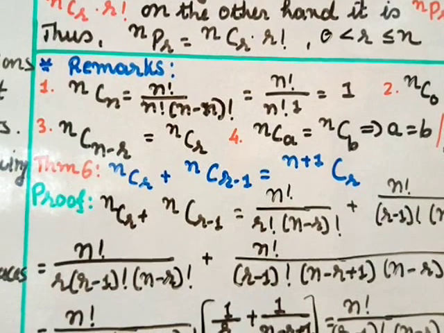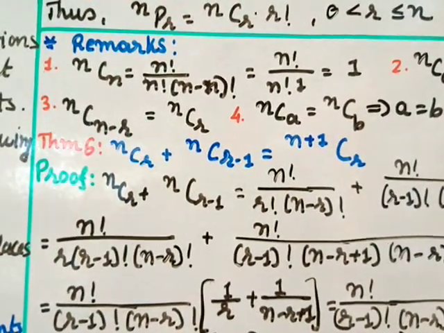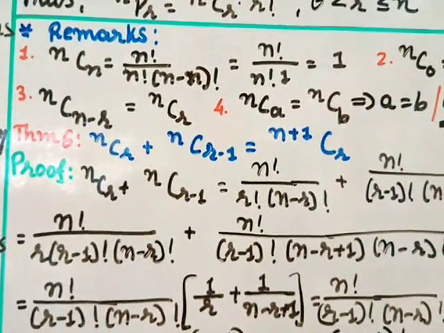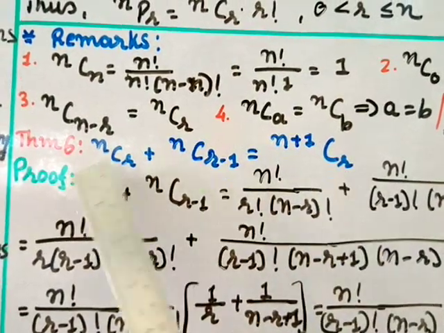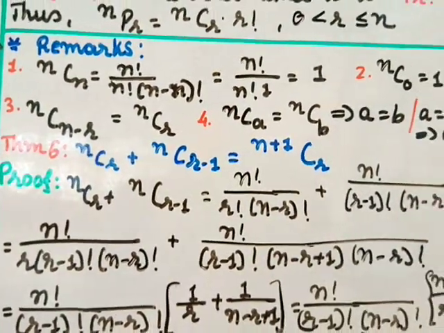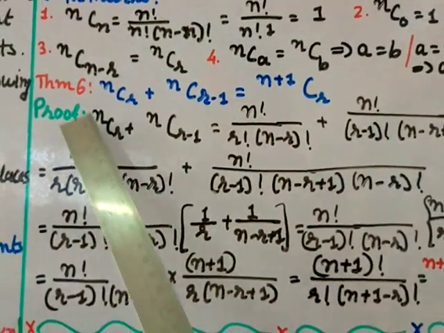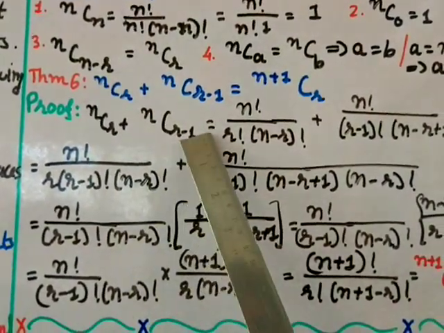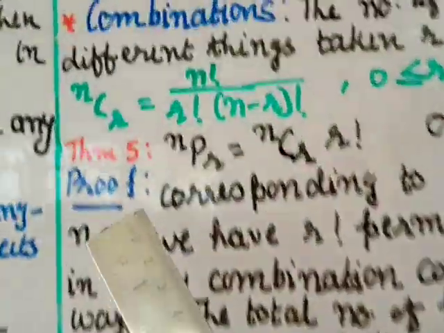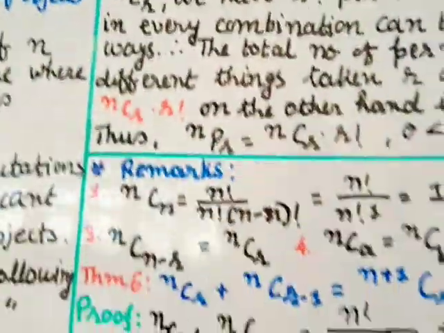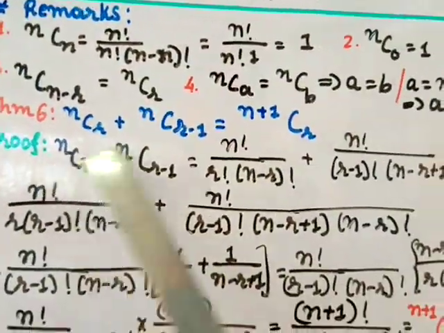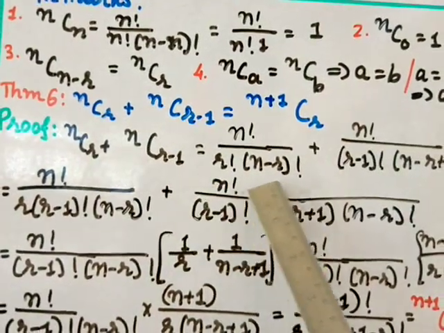Theorem 6. nCr plus nCr minus 1 equal to n plus 1 Cr. Okay, so this is a formula or relation. We have to prove this. So for the proof, let us start with the left hand side. nCr plus nCr minus 1 equal to, I will use the formula of nCr for both the values. So here n factorial divided by r factorial n minus r factorial.